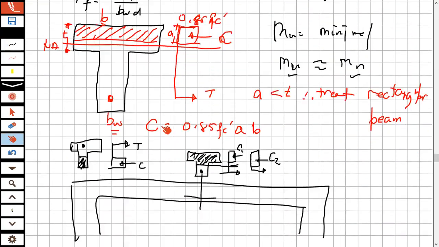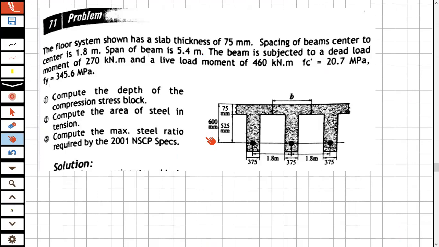Okay? So, let us try example. Okay. The floor system shown.